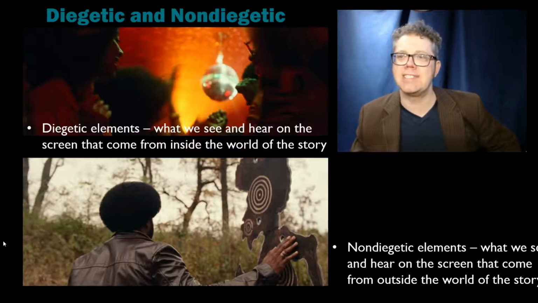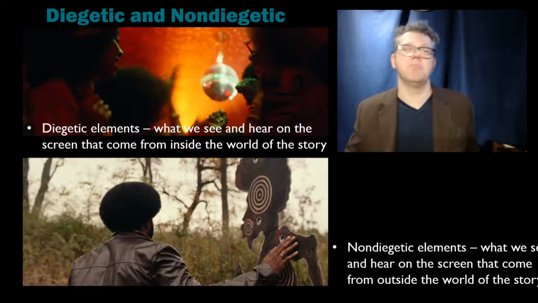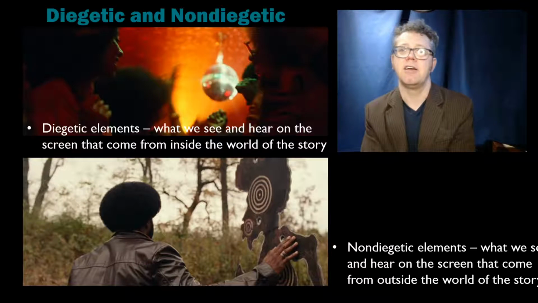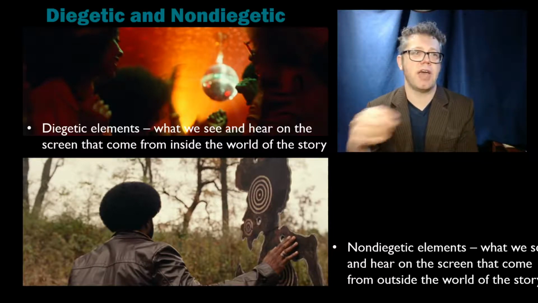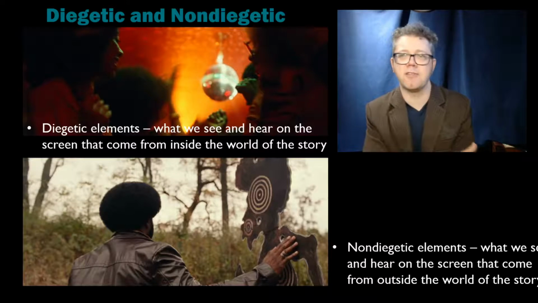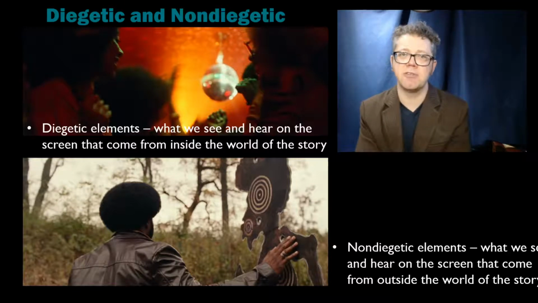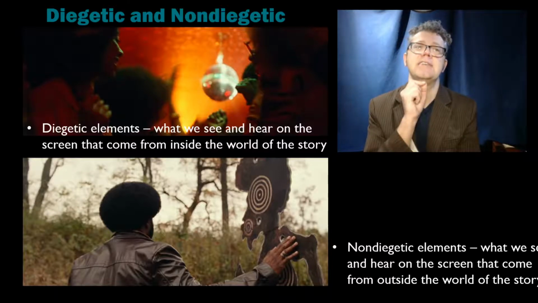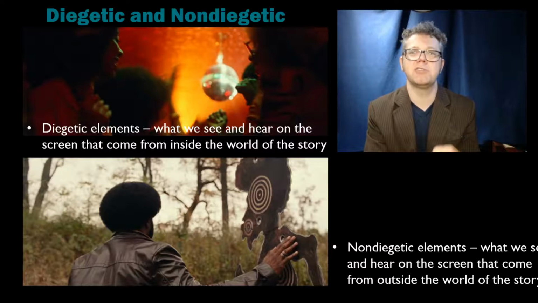Diegetic elements are what we see and hear on the screen that come from inside the world of the story. So when we think about music, particularly, I was thinking about music when I chose the images for this slide. The diegetic one shows everyone dancing in the club early in the film when Ron takes Patrice out dancing. And the music that's playing in that scene is diegetic. Why? We know it is because it's music in the club that the people are dancing to. And we see them dancing to it. So we know they can hear that music.